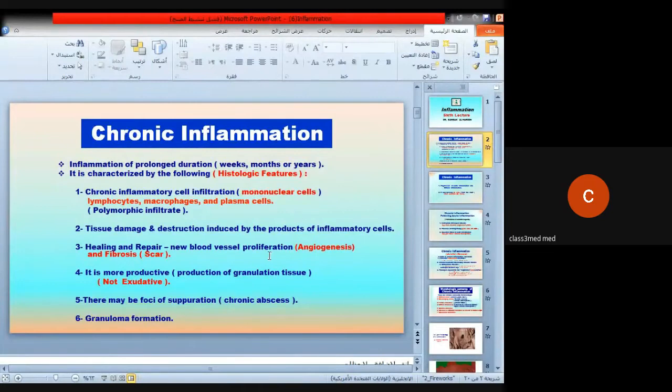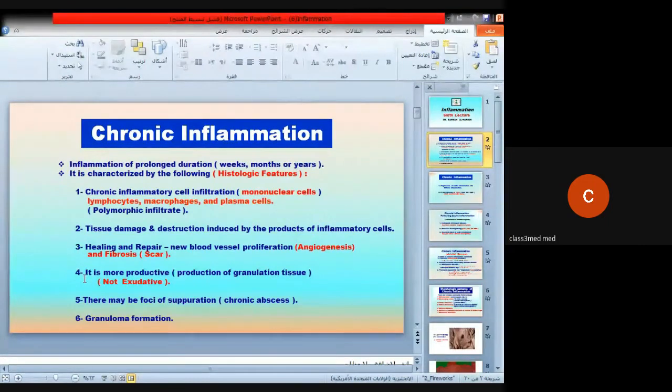It is started by angiogenesis. As we said, angio means blood vessels, genesis means proliferation. Healing starts by proliferation of new blood vessels by the process of angiogenesis and fibroblast proliferation. This tissue we call granulation tissue. Gradually, granulation tissue matures and is converted into dense fibrous tissue with scar formation.